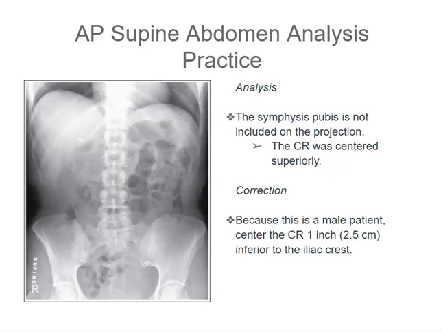But for all intents and purposes of this analysis, because this was a male patient, their pelvis is a little bit narrower than a female's, because a female's is much wider. So in some cases you may need to center a little lower, about an inch inferior to the iliac crest, to include that pubic symphysis.